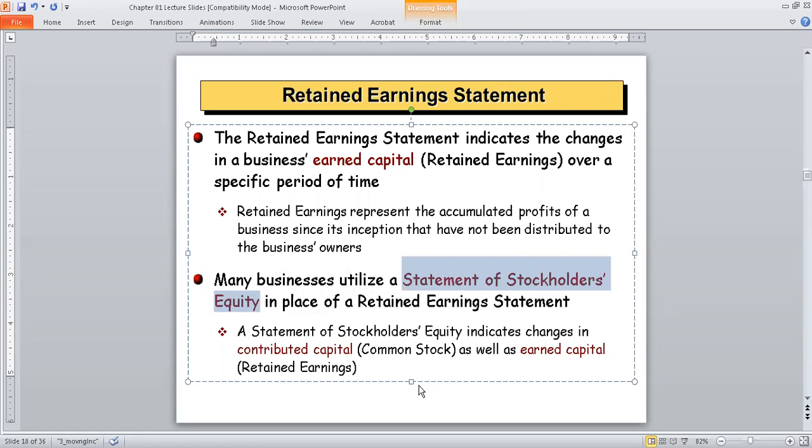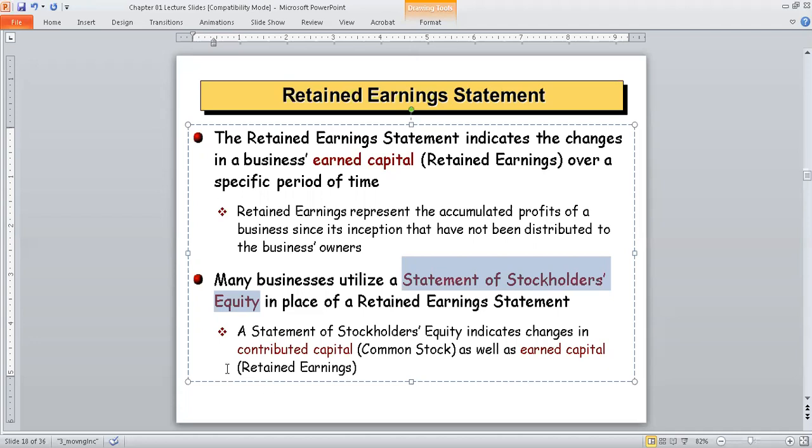A retained earnings statement only tells us what happens to earnings over the course of a period. And as you know from reading the text, earnings are only one part of equity. All right? Equity comes from 2 sources. At least so far, we've encountered 2 sources of equity.